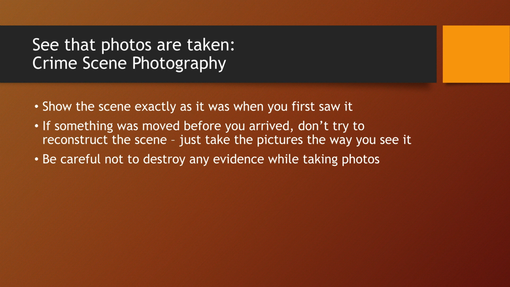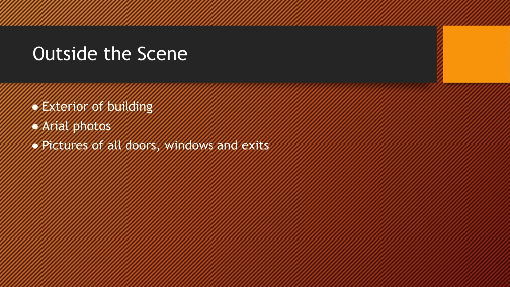The fourth S is to see that photos are taken. Crime scene photography must show the scene exactly as it was found. Do not try to reconstruct the scene, and be careful not to destroy any evidence while taking pictures. Photography begins outside the scene. Capture the exterior of the building, aerial photos if possible, and pictures of all doors, windows, and exits to provide a complete view of the location.